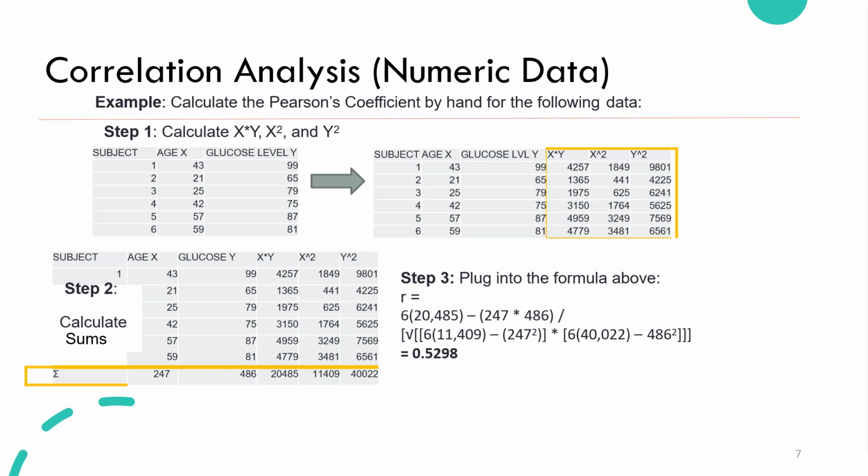Once you plug into the formula, you will get that R is equal to 0.5298. So I want you to pause here, refresh all the steps, and see if you can get the same result.